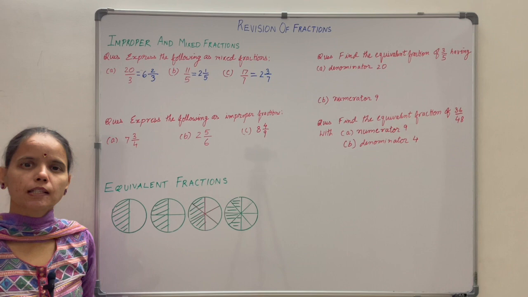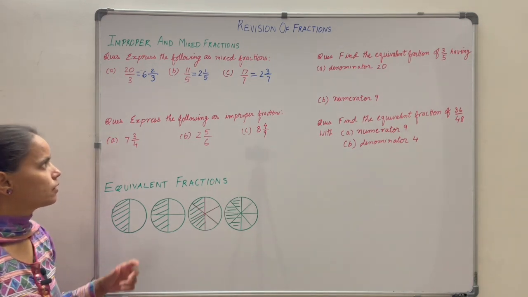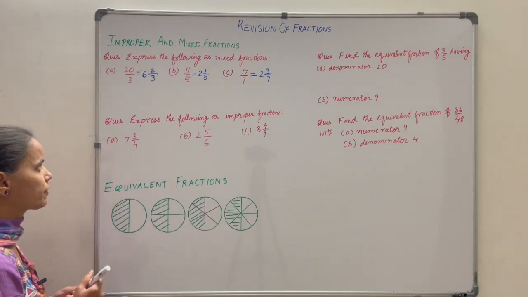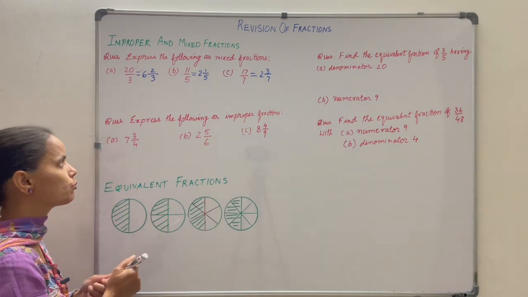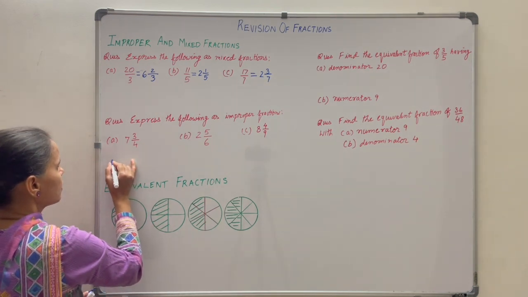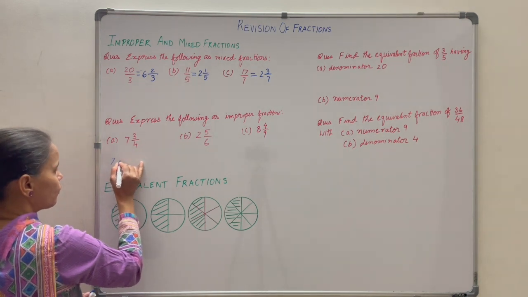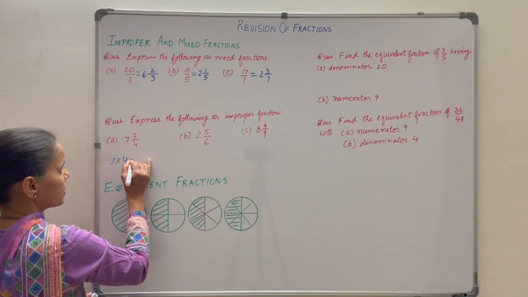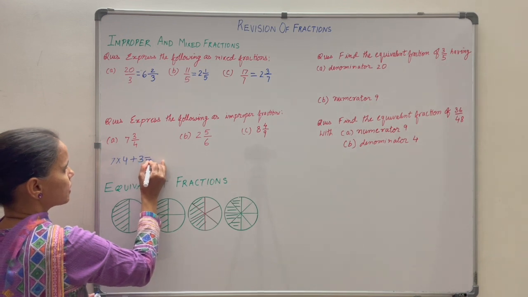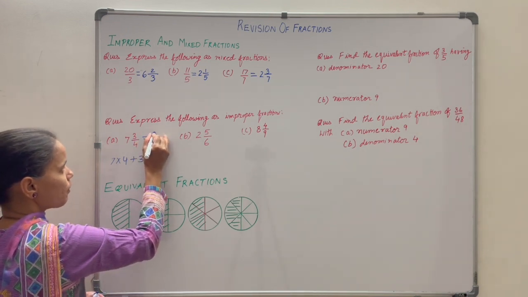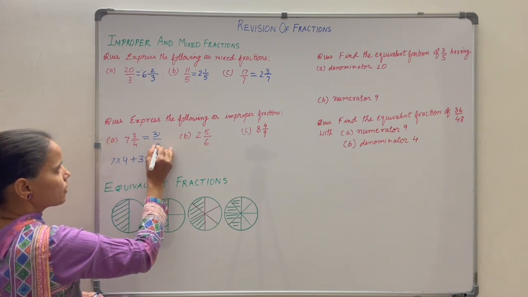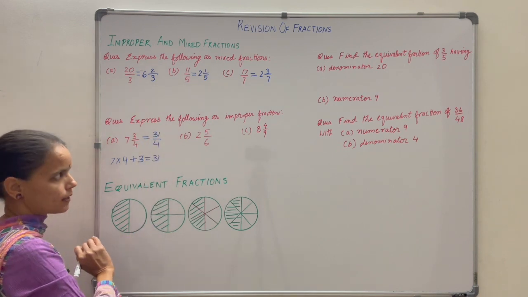Express the following as improper fractions. Now you have to write this as improper fractions. So let us see how to calculate the numerator of the improper fraction. 7 into 4, 28. 28 plus 3 is 31. So this is the numerator of the improper fraction, 31, and the denominator you write as it is.